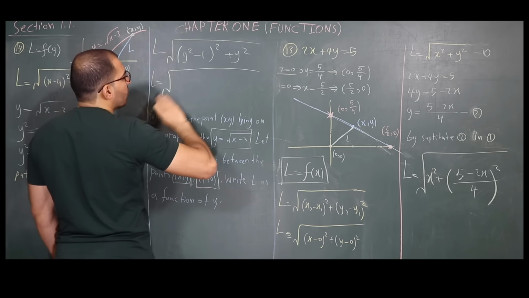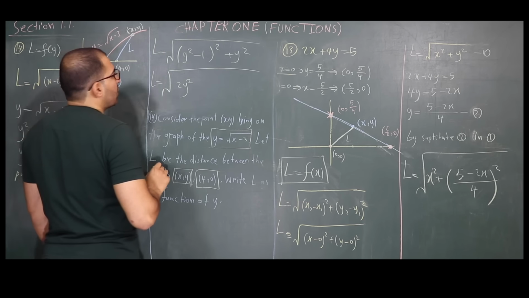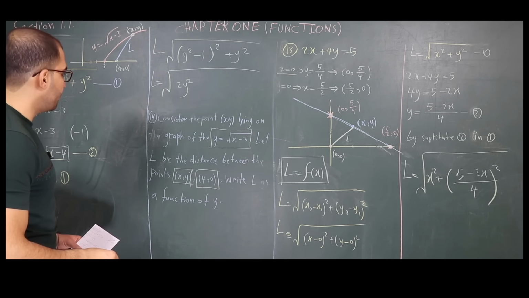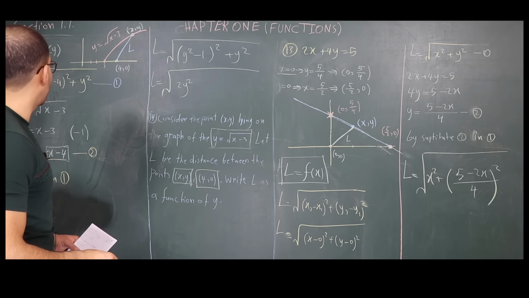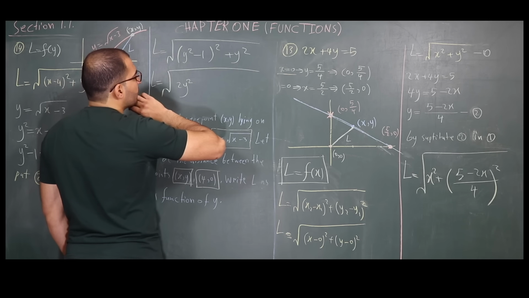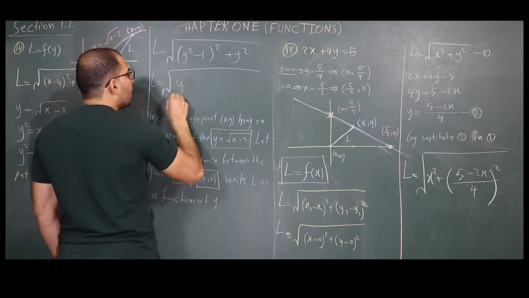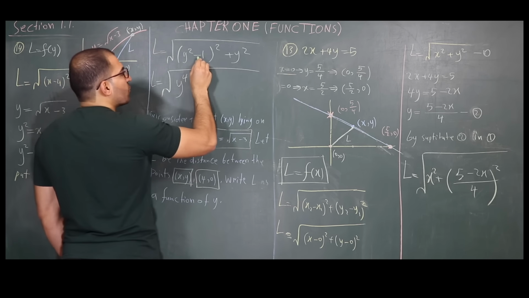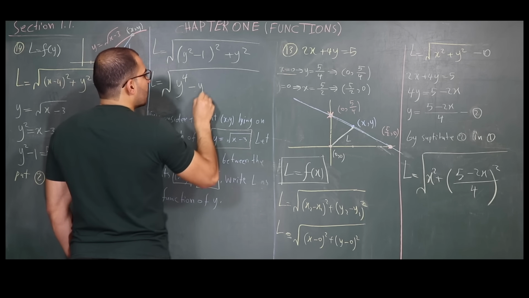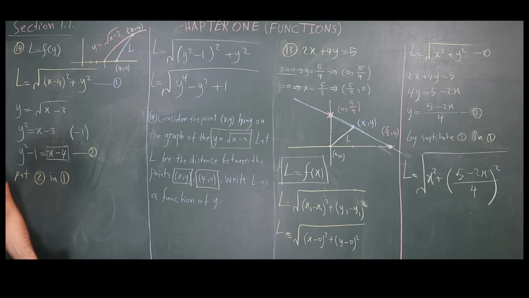So y squared will be y squared, and you have 2y squared. It's okay, and that will be y to the 4, minus 2y squared plus 1y squared, which will be minus 1y squared, and plus 1. This is the result if you want to simplify it.